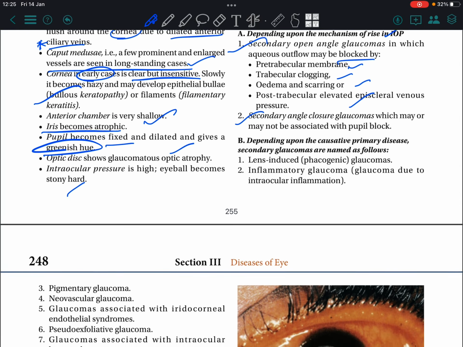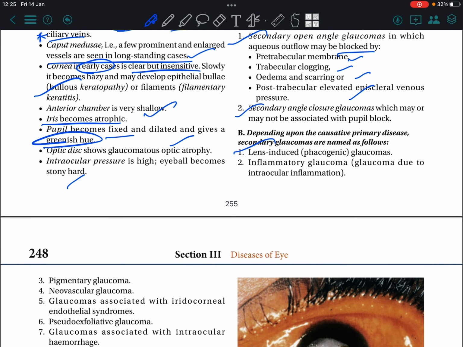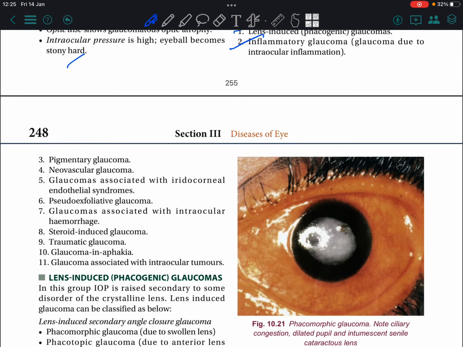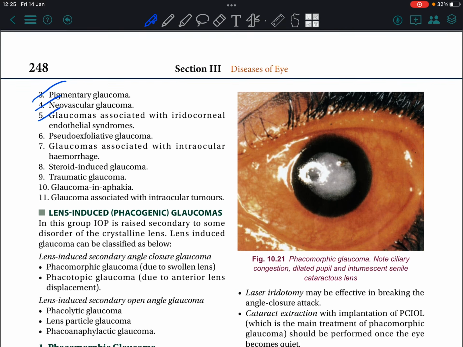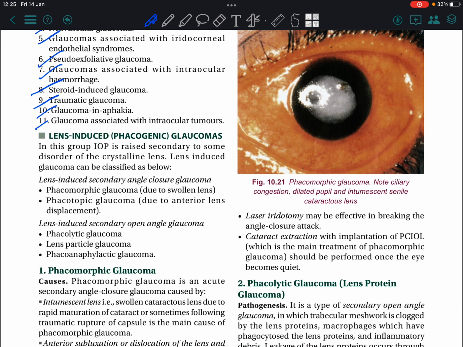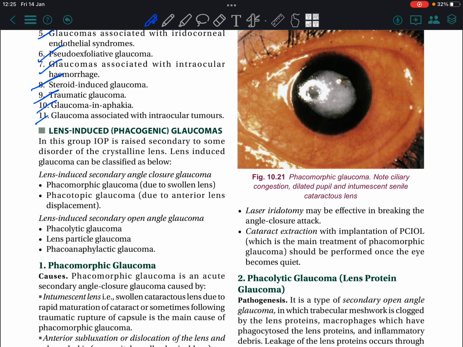Depending upon the cause or primary disease, secondary glaucomas are named as follows: lens-induced glaucoma, inflammatory glaucoma, pigmentary glaucoma, neovascular glaucoma, glaucoma associated with iridocorneal endothelial syndrome, pseudo-exfoliative glaucoma, glaucoma associated with intraocular hemorrhage, steroid-induced glaucoma, traumatic glaucoma, glaucoma associated with intraocular tumors, and phacomorphic glaucoma. Note the ciliary congestion, dilated pupil and intumescent senile cataractous lens.